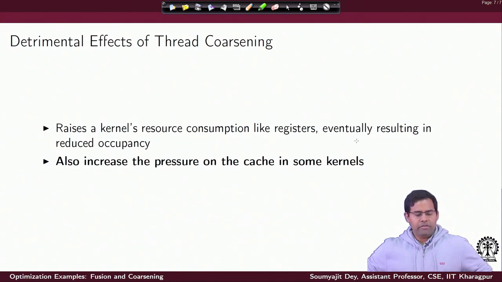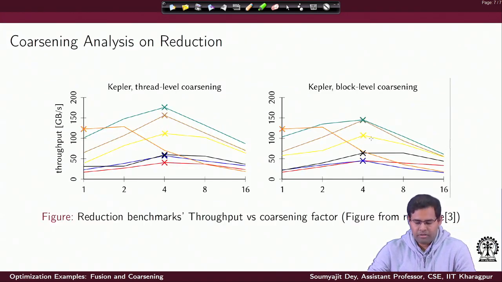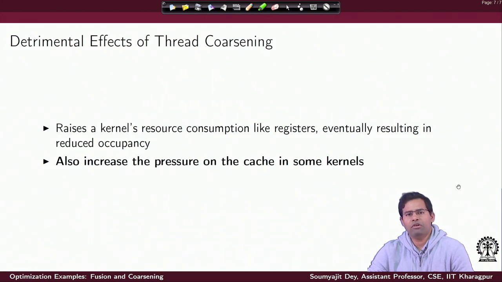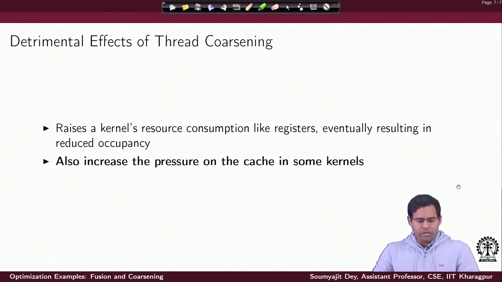So there are several other detrimental effects of thread coarsening, which also get exemplified with this picture. As you can see, the peak throughput we are getting is with the coarsening factor 4, both for thread and block level, but then the peak throughput reduces for increased coarsening factors of 8 and 16. Now we have discussed that with a higher amount of coarsening I can have reduced occupancy, right. And the reason being the kernel's resource consumption increases, right. Per thread resource consumption in terms of registers and shared memory increases, and that is resulting in the reduced occupancy.